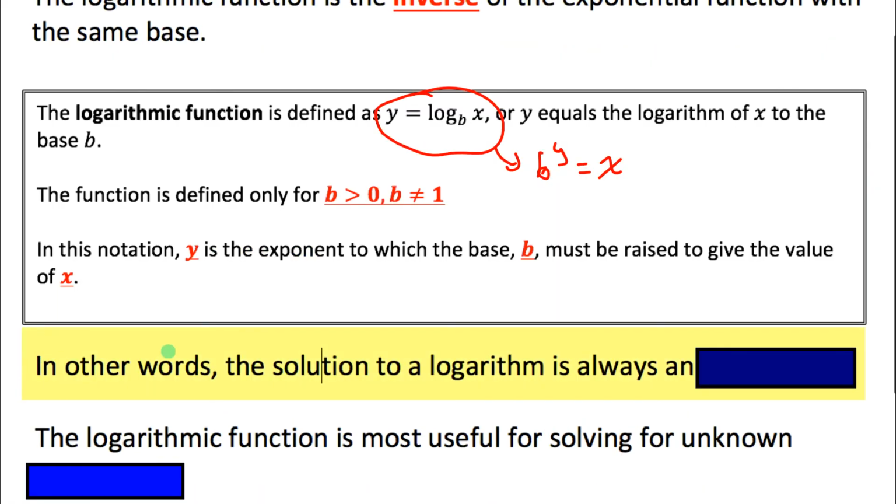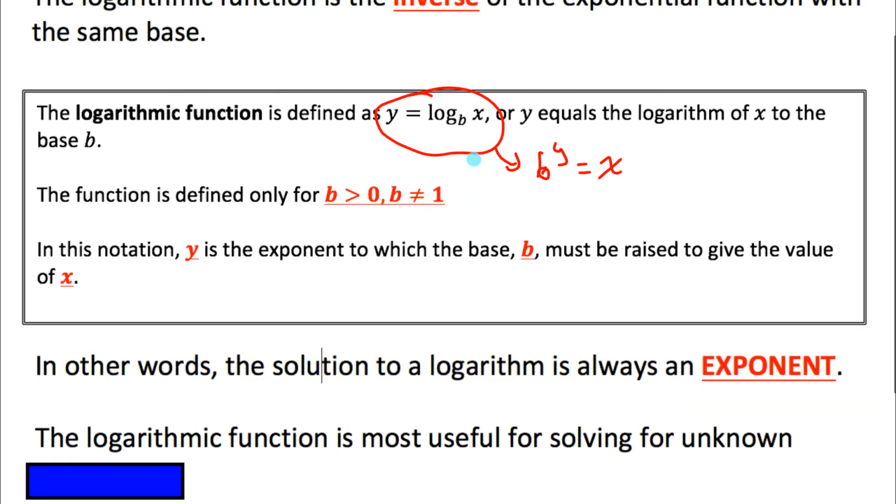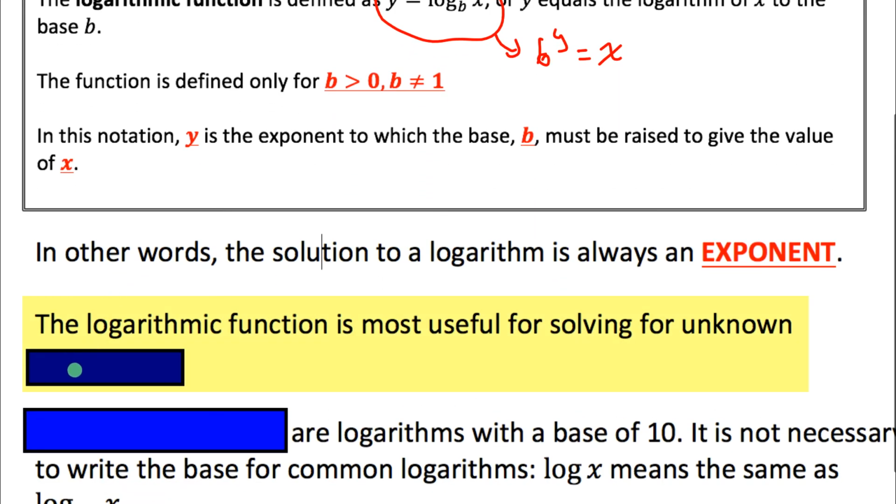Down here it says, in other words, the solution to a logarithm is always... and how I want you to think of it, I want you to think of the solution to a logarithm as an exponent. Because if we evaluate log base b of x, what we're evaluating is what exponent goes on b to get x. That's why we say the solution to a log is an exponent. That's why logarithmic functions are so useful for solving for unknown exponents.